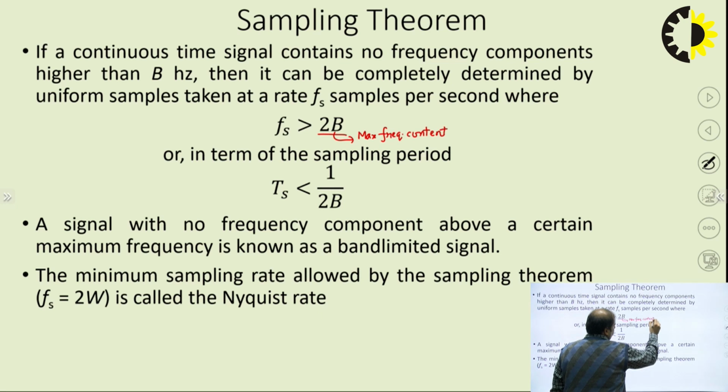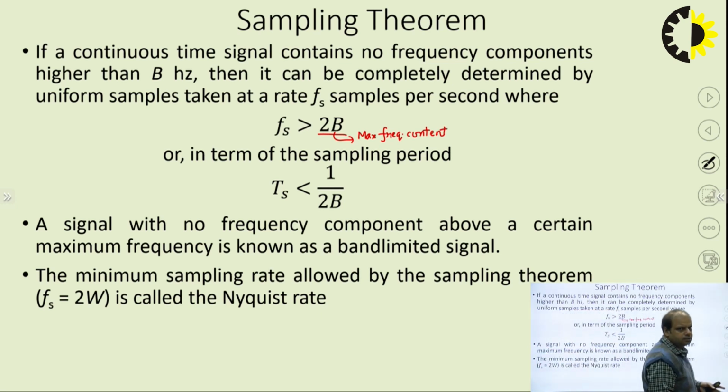The maximum frequency content of the signal: if the sampling frequency, the number of samples per second that we will take, exceeds twice the maximum frequency content of the signal, it is possible that we can reconstruct the signal faithfully. In other words, the reciprocal of the sampling frequency is the sampling period, so Ts should be smaller than 1 by 2B.